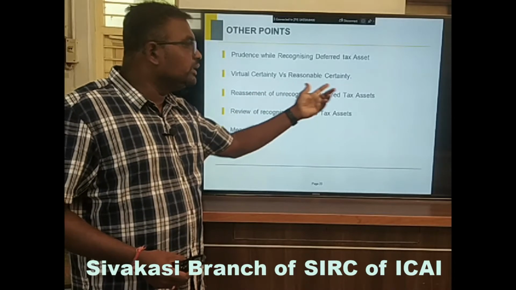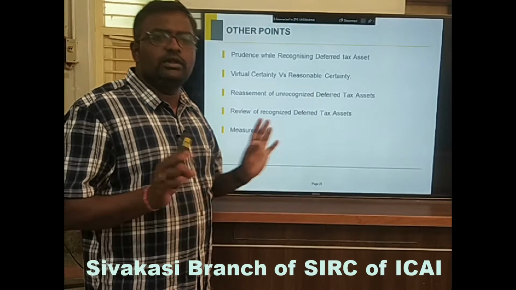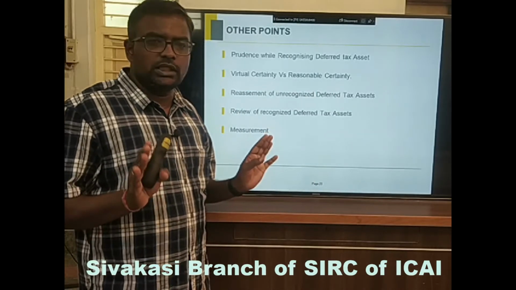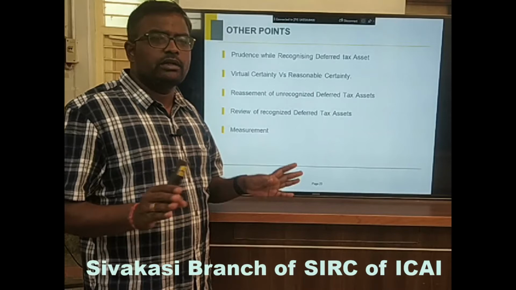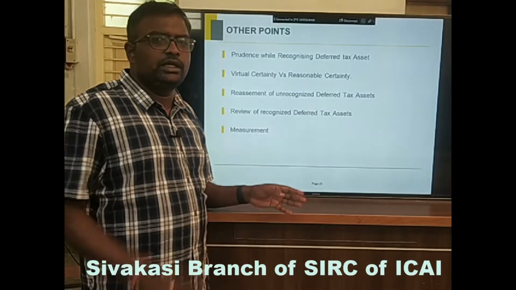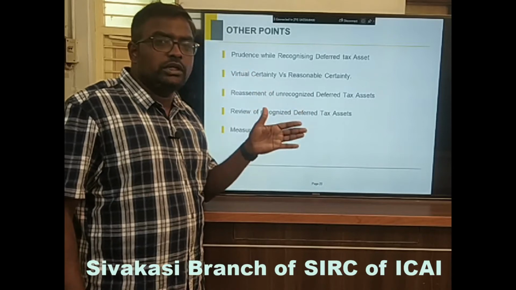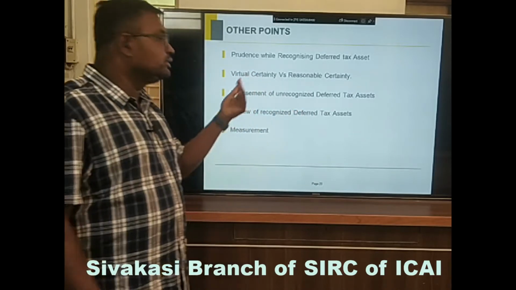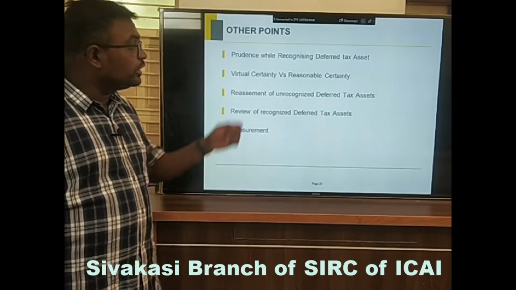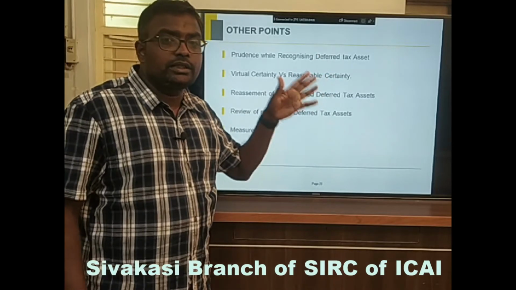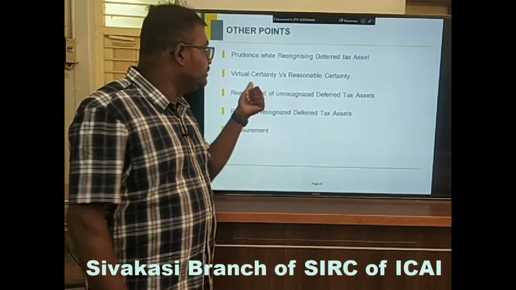What do you mean by reasonable certainty? I have a lease agreement. I don't have a non-cancelable clause, but I have an agreement. So that is called reasonable certainty. When there is a non-cancelable clause and you are very sure that you will be getting that money, then that is virtual certainty. So in order to recognize a deferred tax asset on a business loss, you should have virtual certainty.